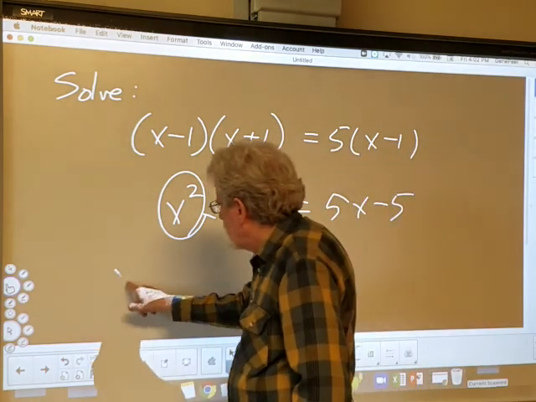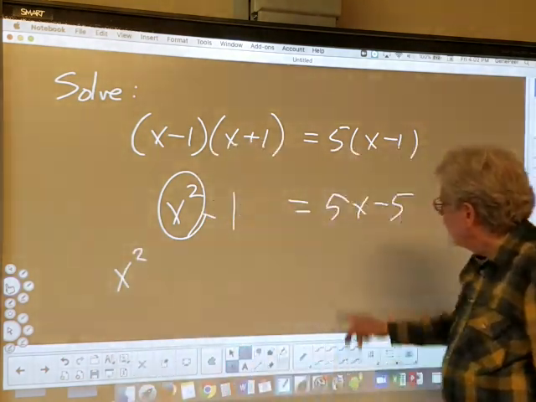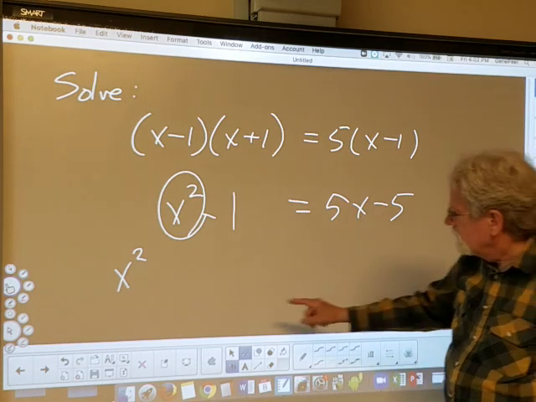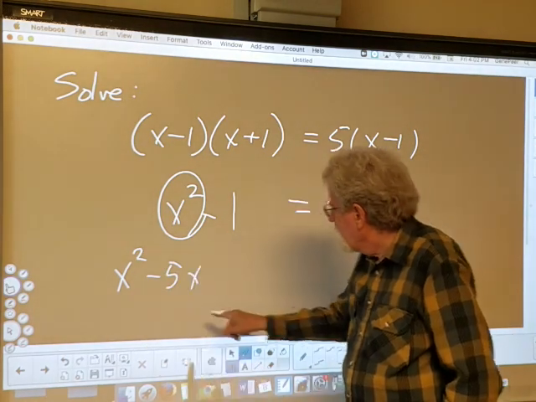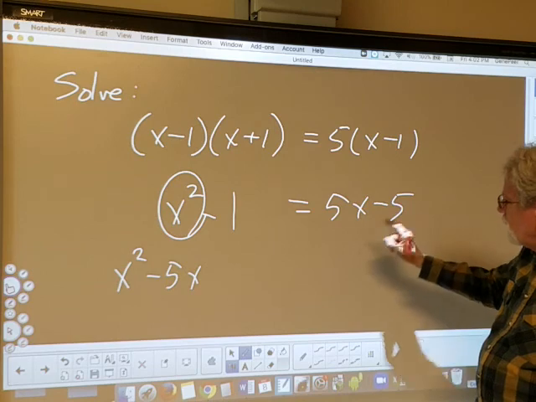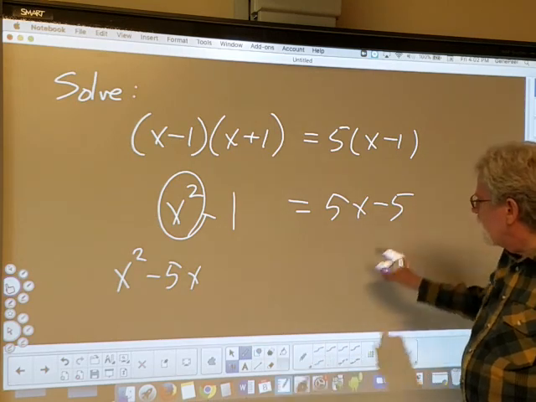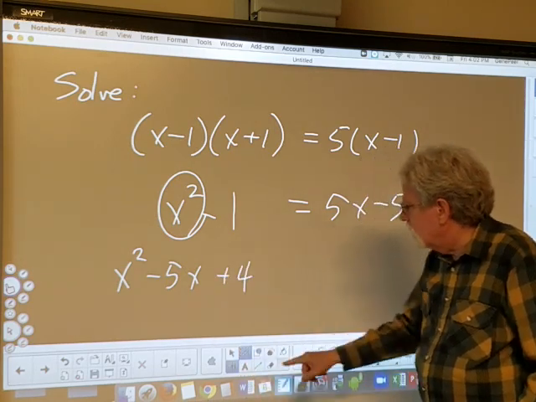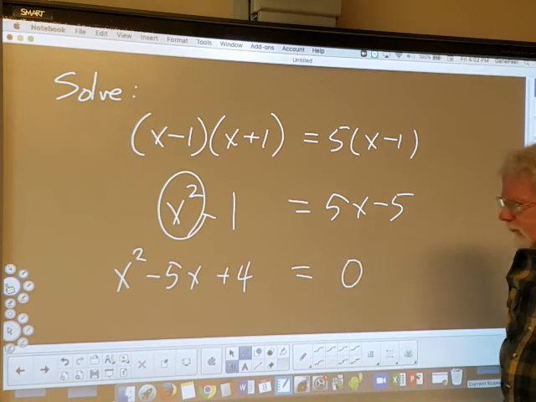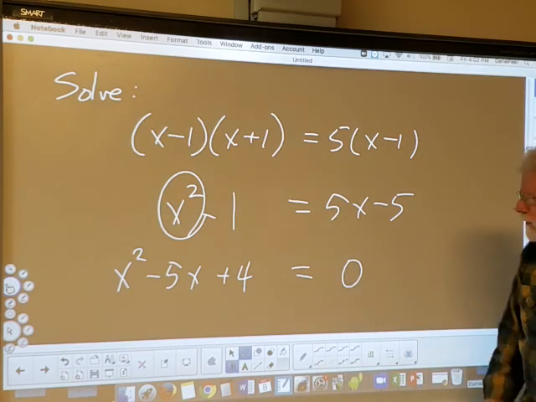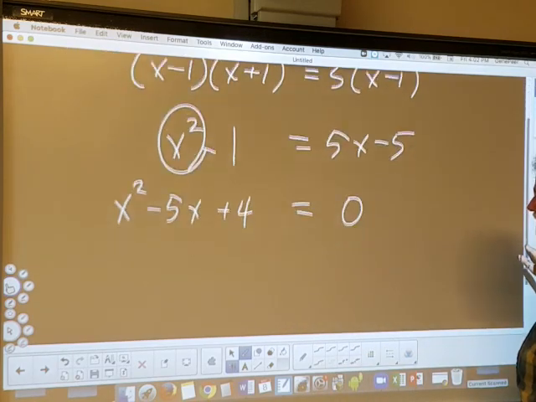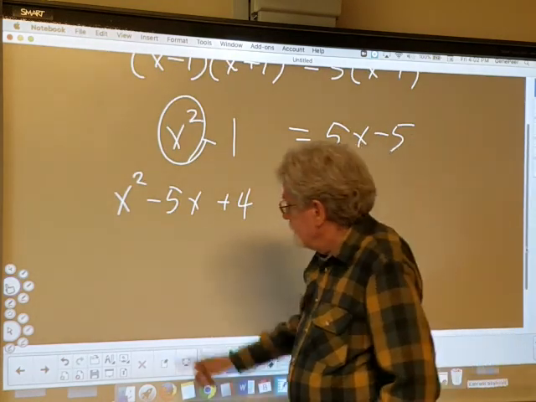So, we'll keep that x squared right where it is. Let's subtract 5x from both sides. And let's add 5 to both sides. -1 plus 5 being plus 4 equals 0. So our goal is to get 0 on one side. From there, we factor this thing.